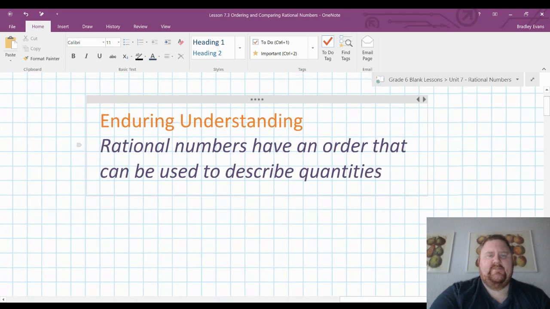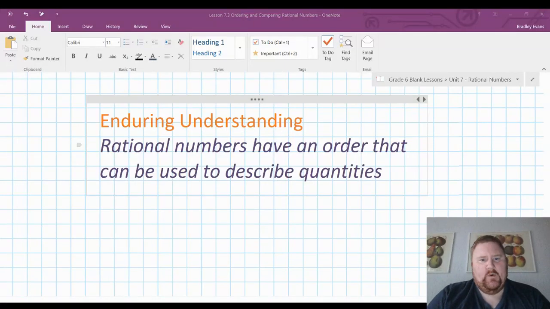Hello, math learners. Welcome back to Unit 7. We are up to Lesson 7.3. And today's lesson is all about ordering numbers and comparing rational numbers.